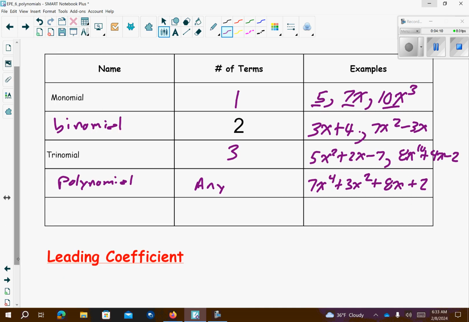The leading coefficient is determined by the highest exponent. It's the base number of the highest exponent. And we'll see some examples of that as we progress a little bit further.